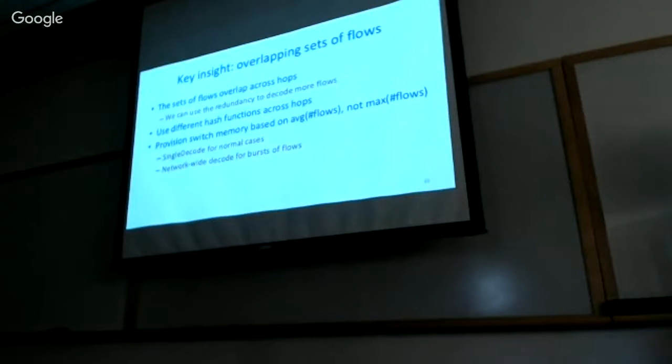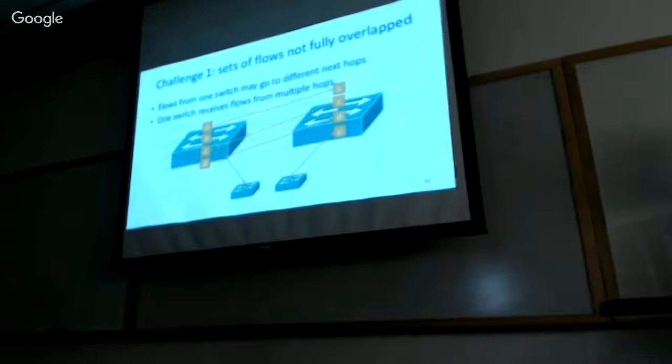The benefit is that we can provision the switch memory based on the average number of flows rather than the maximum number of flows. So in the normal case, we use single decode to get all the flows and the counters. And in case there is a burst of flows, we use the network-wide decode to get all the information. However, there are challenges. The first challenge is that the sets of flows are not fully overlapped across hops, because the flows from one switch may go to different next hops, and one switch may receive flows from different previous hops.